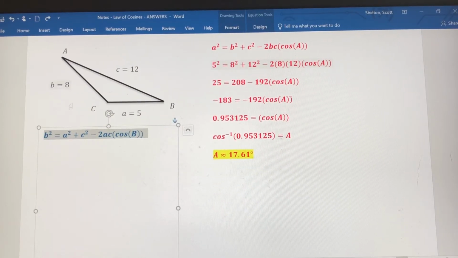So I know side B is 8. I know side A is 5. I know side C is 12. I'm going to plug in 5 for A here again and 12 here for C again. And my unknown is angle B.